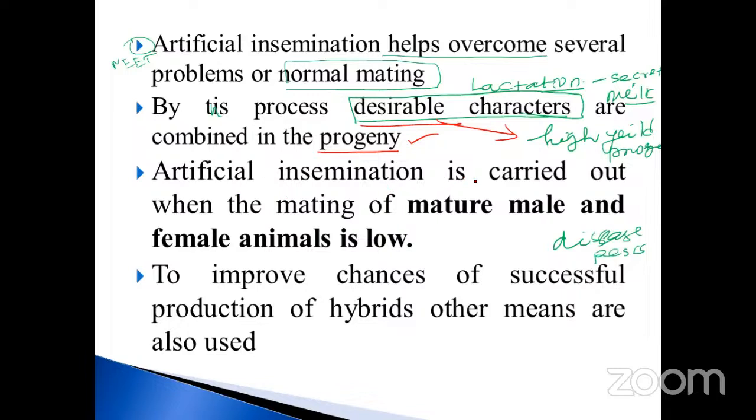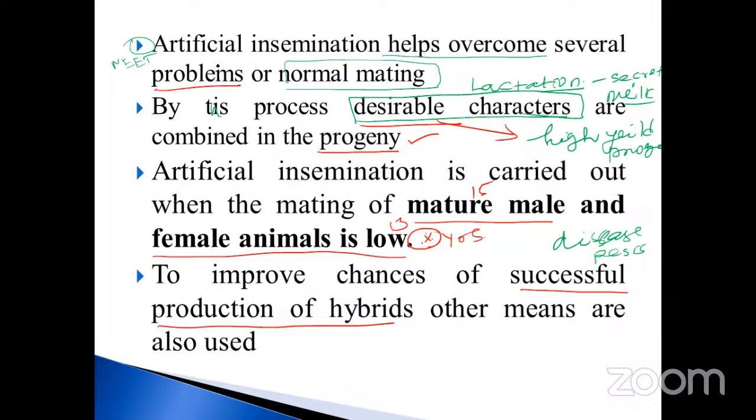Artificial insemination is carried out when mating of mature male and female animals is low, for example when the age is different, like 13 years. It improves the chances of successful production of hybrids, that is, high yield progeny. Artificial insemination helps overcome several problems: disease resistance, milking, survival fitness, superior quality, and other things such as muscles and hard work properties, all the desirable characters.